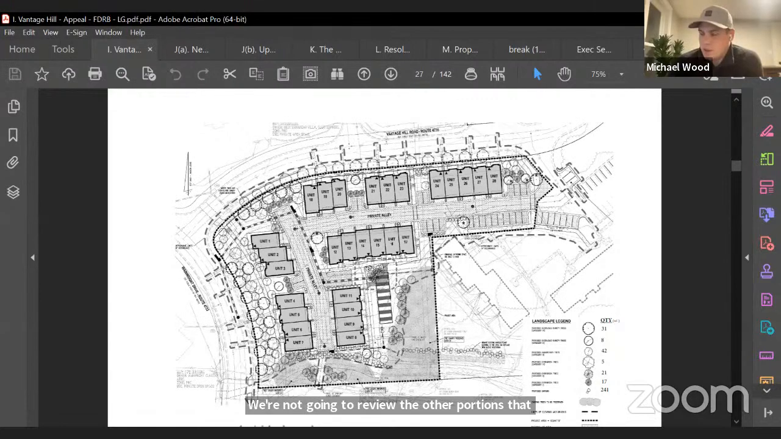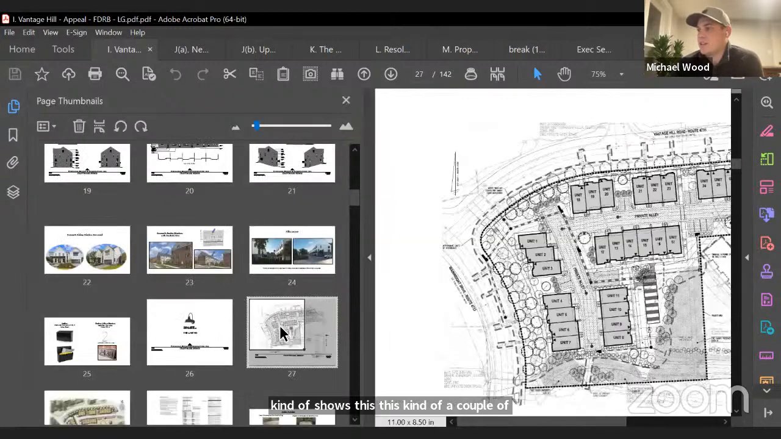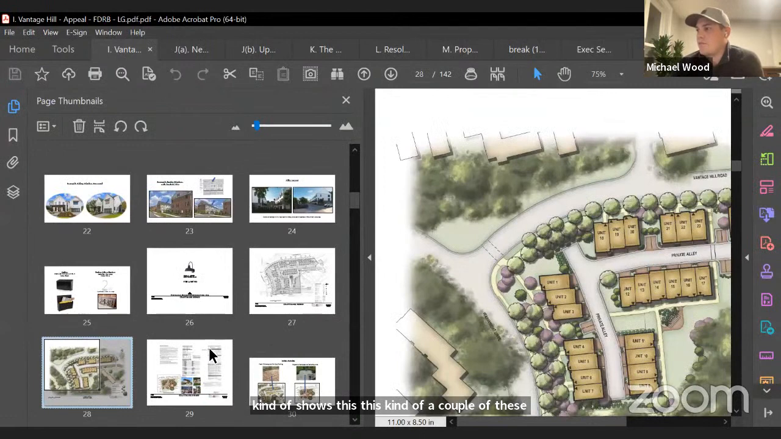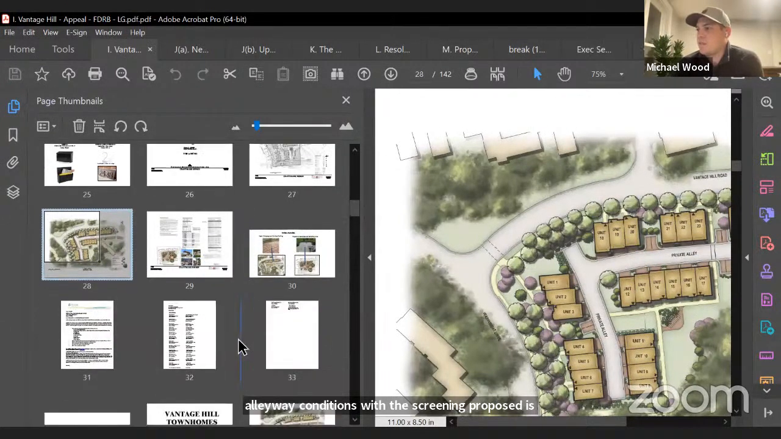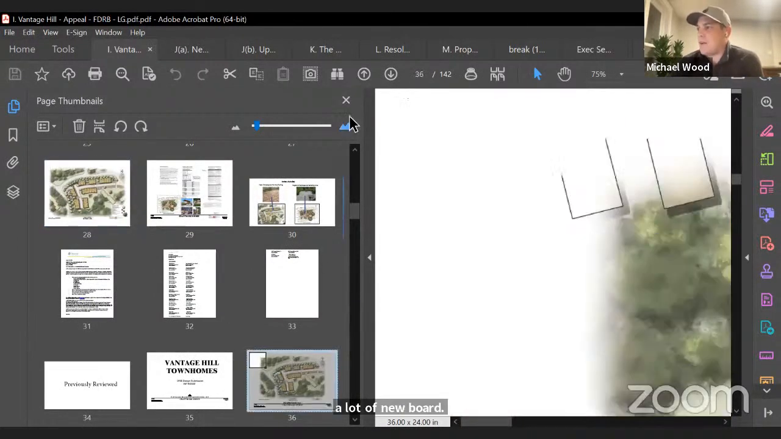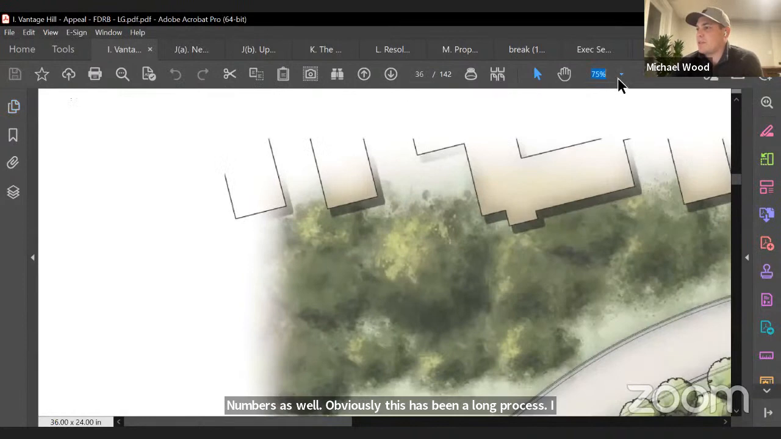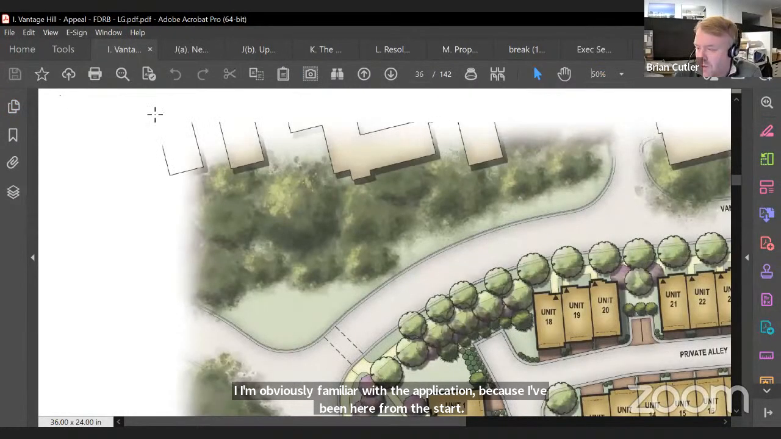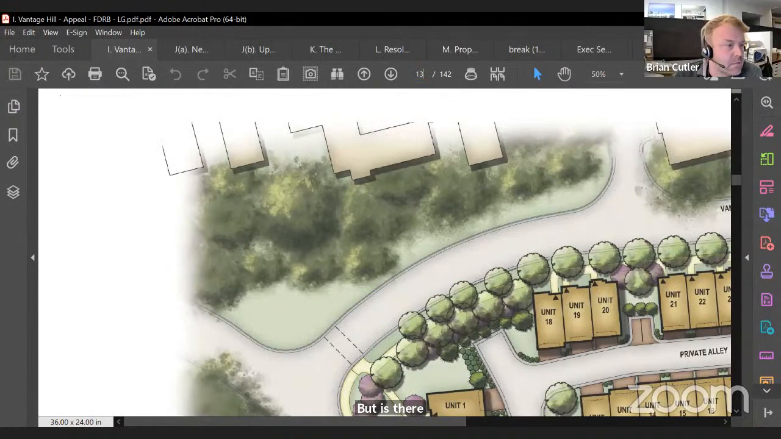Well, what I was thinking of doing in the motion would be that we'd use all the same language as the original motion. I would just read it all, and then clarify what we're doing about the HVAC. Robbie or Lynn, do you guys want to, staff, do we have a good slide that shows a couple of these alleyway conditions with the screening proposed? Is there a good slide, Robbie, do you know of that? We have a lot of new board members as well. Obviously, this has been a long process. I'm familiar with the application because I've been here from the start. I think slide 131 has a good view down the alley.